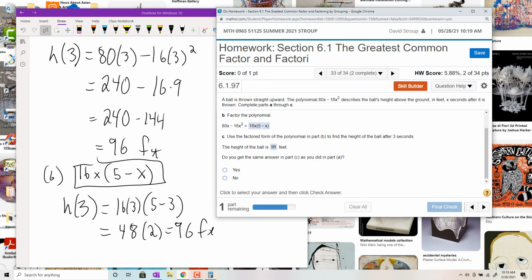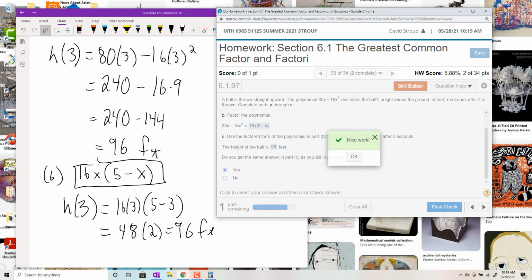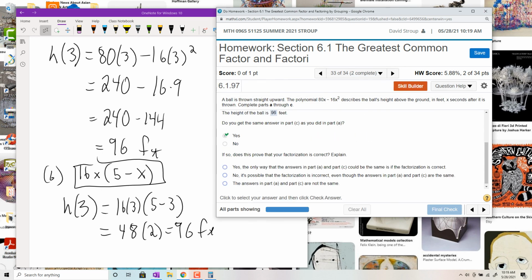Okay. Did you get the same answer? Yeah. Okay, I get it. Does this prove that the factorization is correct? I would say no. It's still possible that you screwed it up, but you just got lucky.